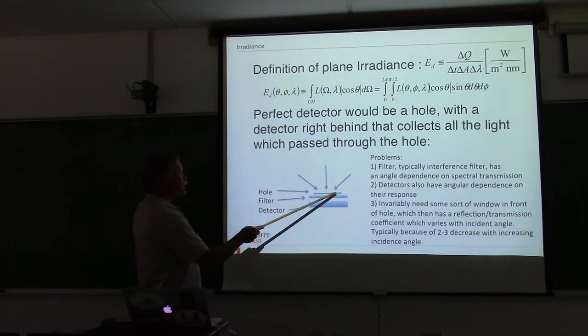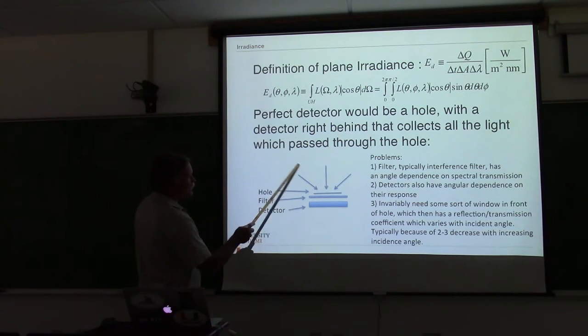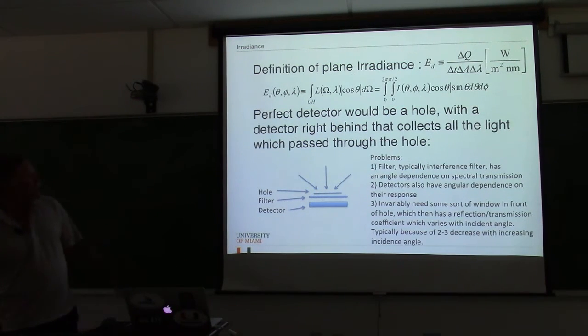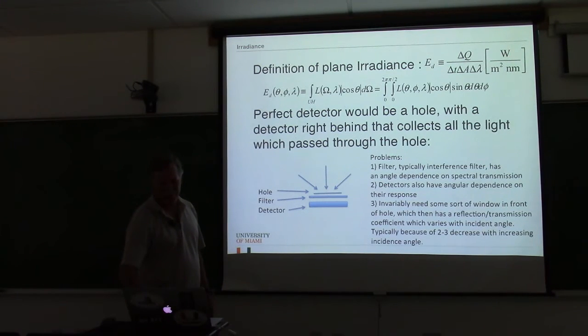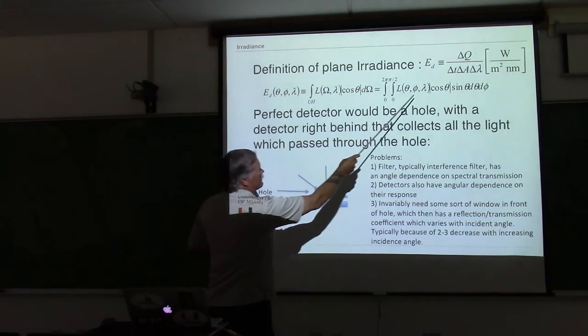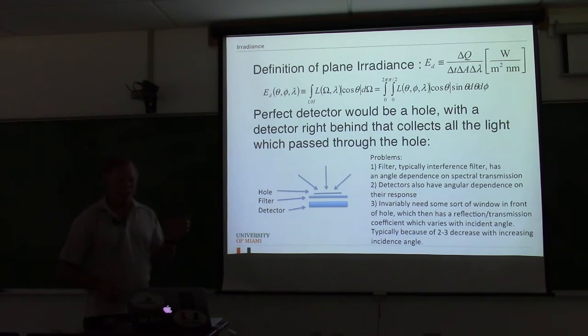And in general, when you put something in the water, you like to have some sort of a window to keep it from being flooded. That window then has different reflection coefficients depending on the angle. So you'd like to build something like this, but it's not really possible to build something like that. But that would be the perfect irradiance detector. So everybody see how plane irradiance works, okay? If you define it in terms of the radiance distribution, it's that, but let's just think about it as the amount of light getting through a hole.